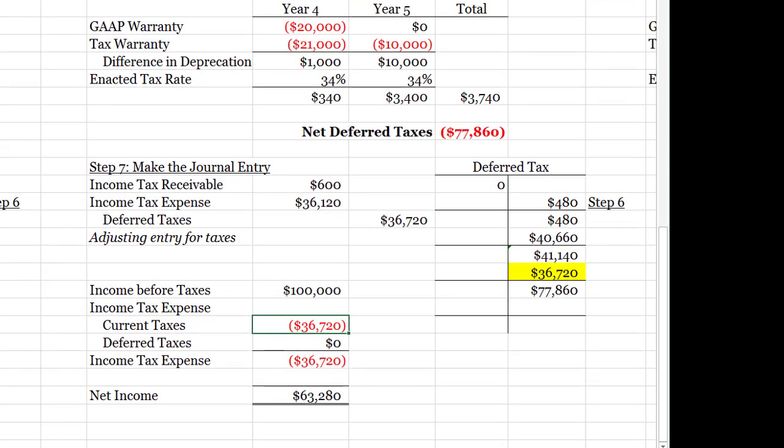Now that finishes up step 7, but I also want to look just briefly at what happens in the income statement. So let's see, my current is $600. My deferred taxes are a liability, so that increases my expense. And sure enough, there's my number again. I'm still getting hit with a relatively large income tax expense, even though I'm getting a tax refund.